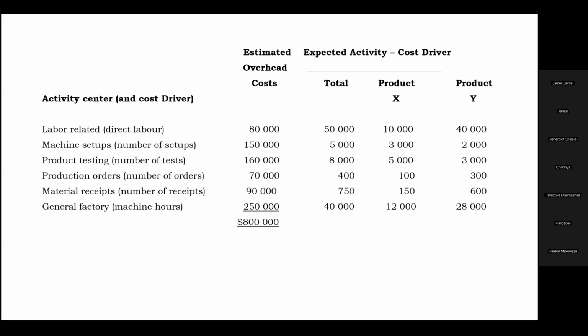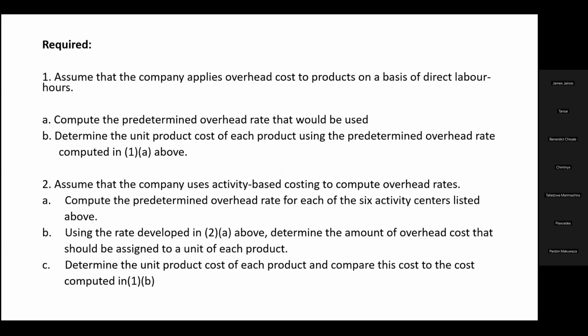So if we go back to our question, which we read again, we are assuming that the company uses activity-based costing to compute overhead rates, which means that there will be more than one overhead rate. In this case, there will be 6 overhead rates because there are 6 activity-based centers or 6 cost drivers. So we are being asked A, to compute the predetermined overhead rate for each of the 6 activity centers.